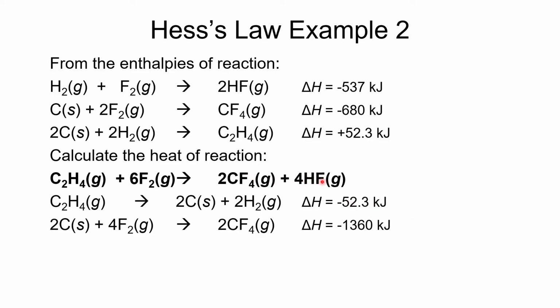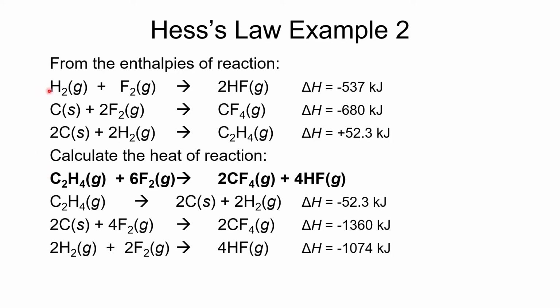Finally, we want to do HF. HF is only in one equation. It's in the one that's up top. And it is on the correct side, so we don't need to change the direction, but we do need to multiply that first equation by 2 so that the coefficient becomes 4. When we multiply it by 2, we'll get 2 times 1 is 2, 2 times 1 is 2, and 2 times 2 is 4. And then we'll also multiply this by 2. 2 times negative 537 is negative 1074. All right. And you'll notice that when we did that, the fluorines did work out.